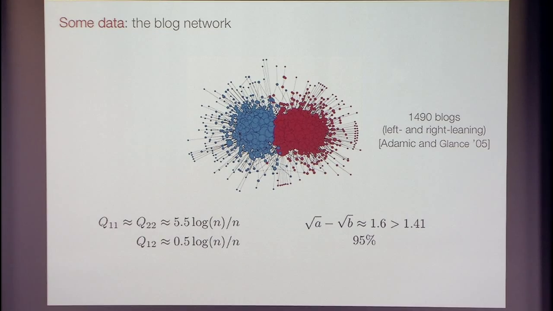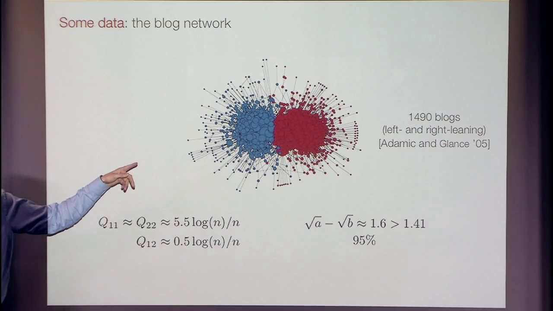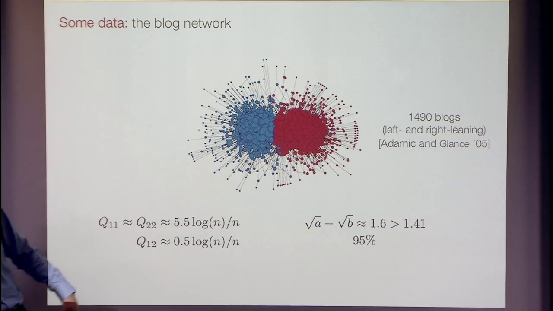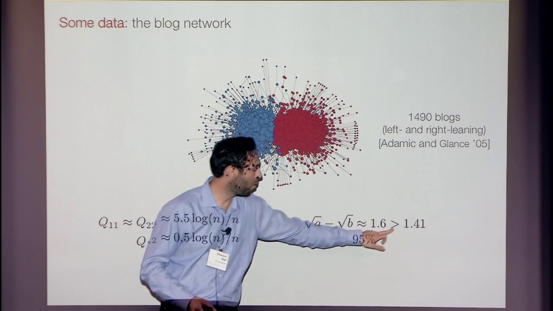For the data, we took the blog networks. It's about 1,500 blogs. All you know is which blog puts a link to another blog. You have no other information, and you try to reconstruct which one is right or left leaning. And just out of curiosity, we checked what kind of parameters we would get if this was from a stochastic block model with 2 groups. We get those numbers, and this is just above what the threshold should be.